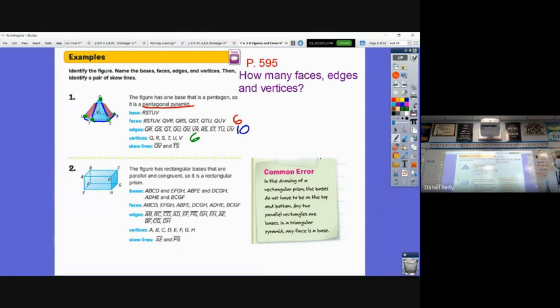Then it asks you to identify skew lines in this picture. So skew, what line would be skew with ST?